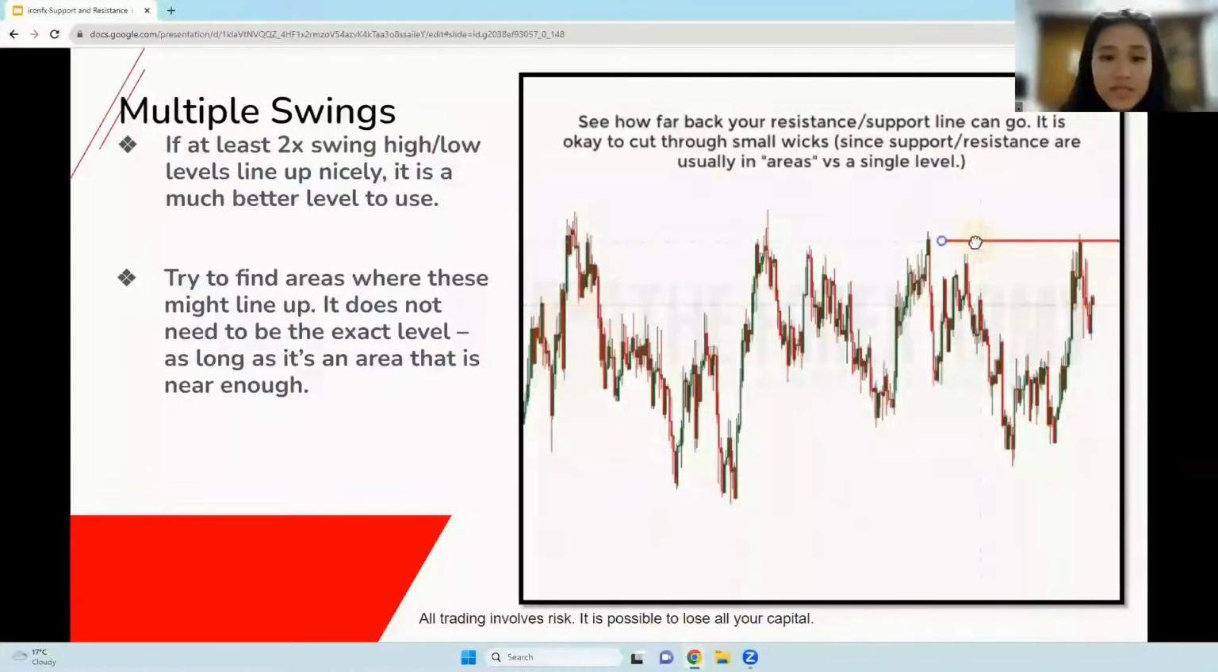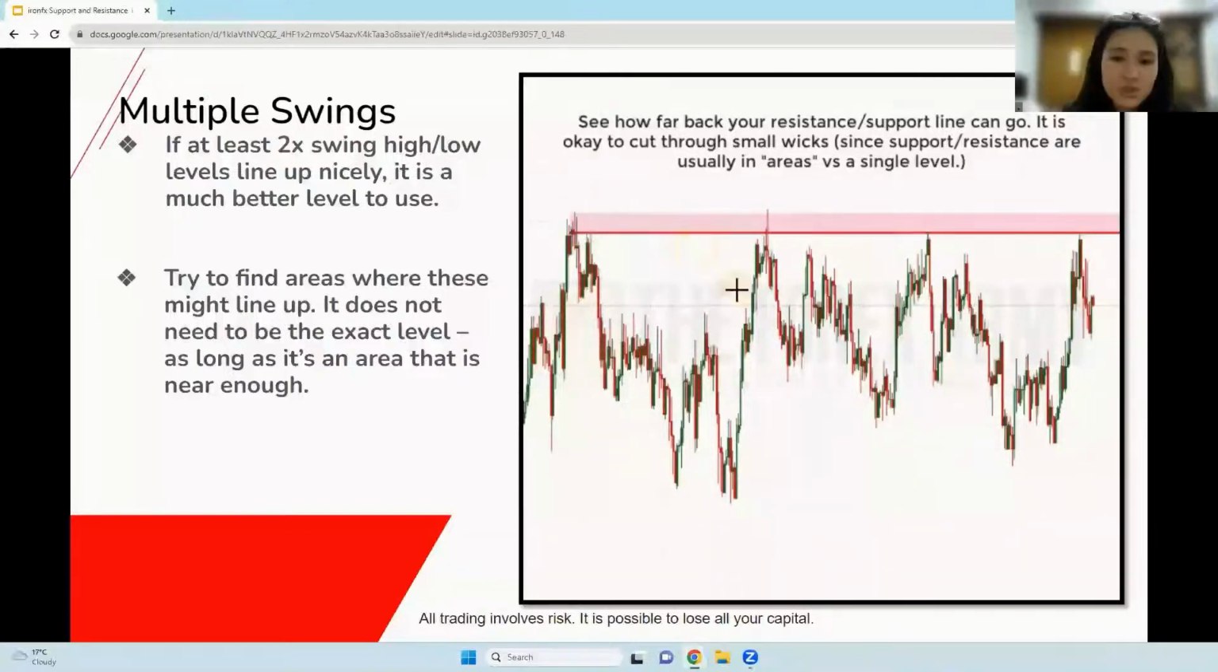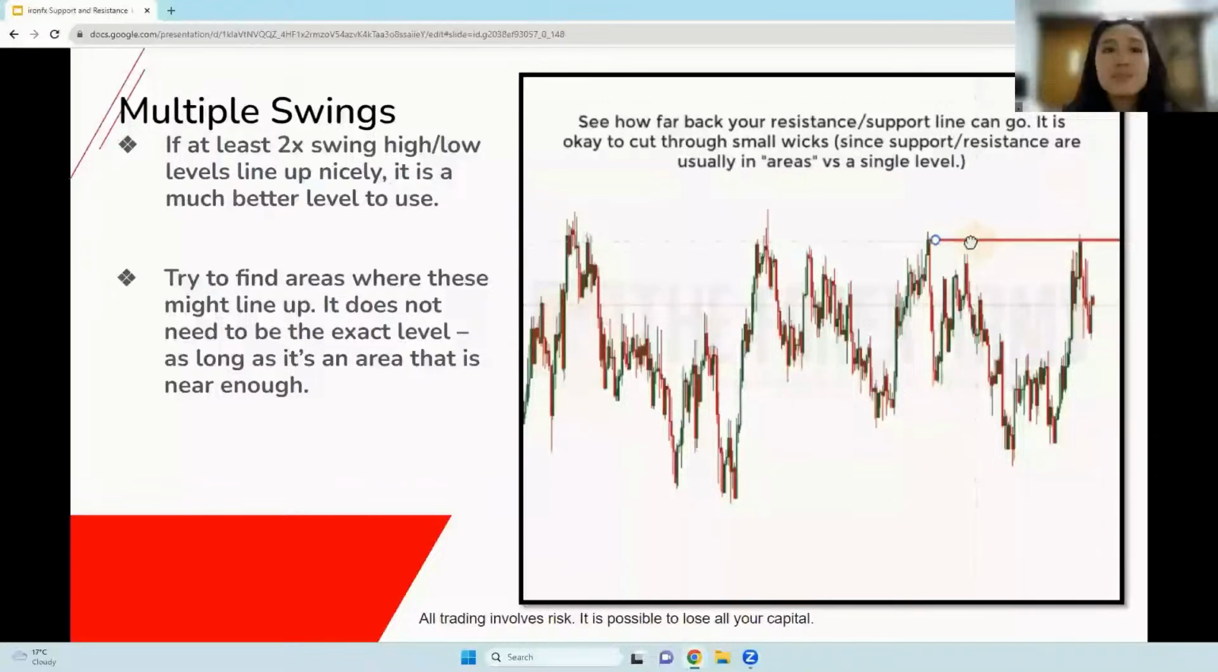So this is typically what you want to look for. So we're looking for multiple swings. So if at least two swing high or swing low levels line up nicely, these are typically much better levels to use. So you should try to find areas where these might line up, and it does not necessarily have to be at the exact same level because these tend to be areas more so than levels.